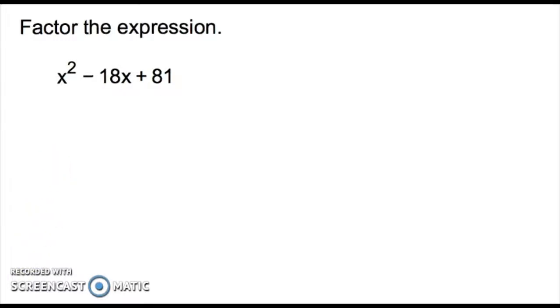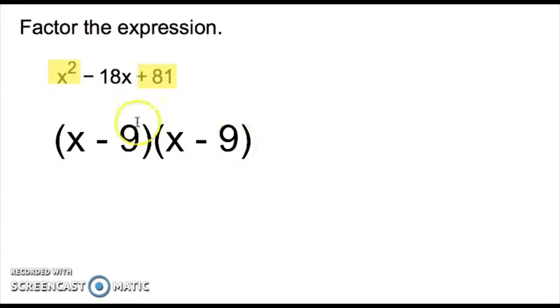The way we do that is we highlight the first and last terms, and then we take the square root of them. The square root of x squared is just x. The square root of 81 is going to be 9. Since we have two numbers multiplying to be positive but adding up to be negative, it would have to be negative and negative, but they're both going to be 9. So 9 times 9 is 81, x times x is x squared. Also, x times negative 9 plus negative 9 times x is negative 18x. So this would be the answer, or it could be written as x minus 9 squared.